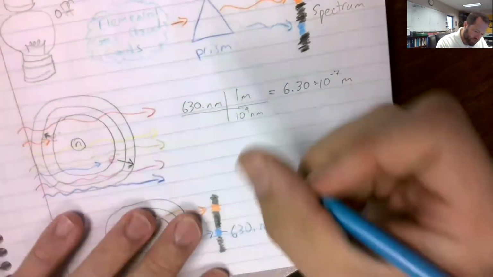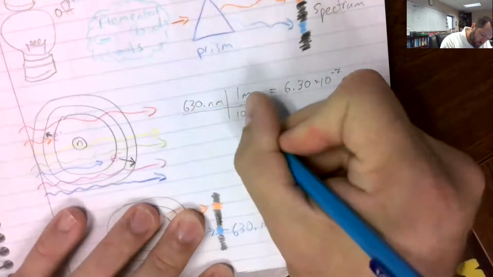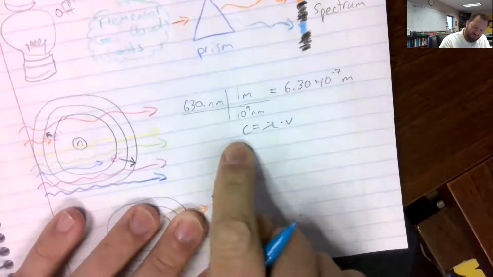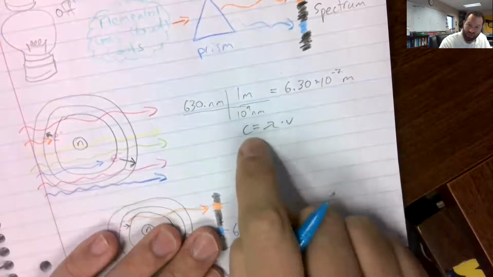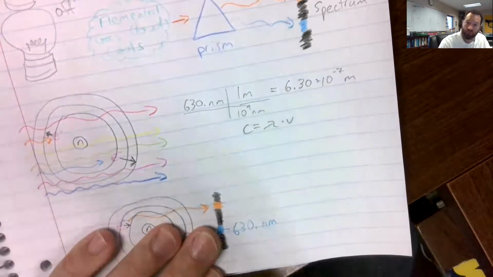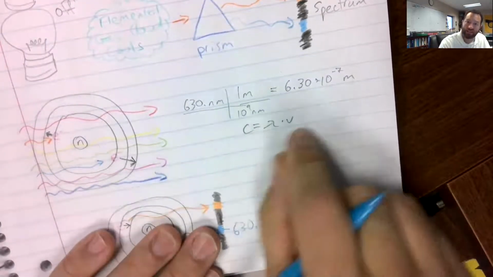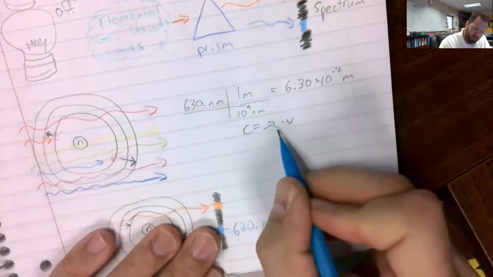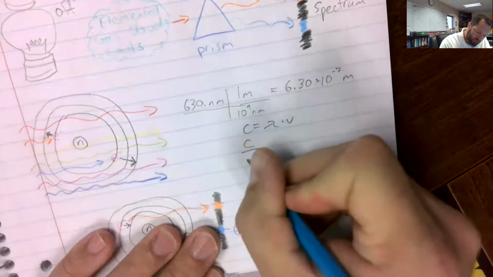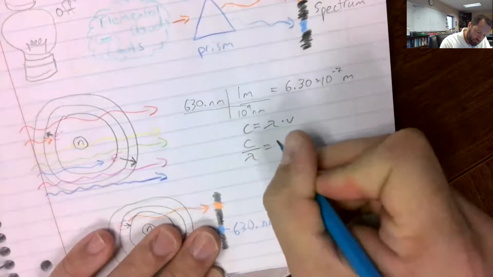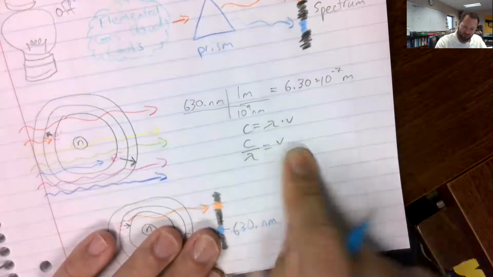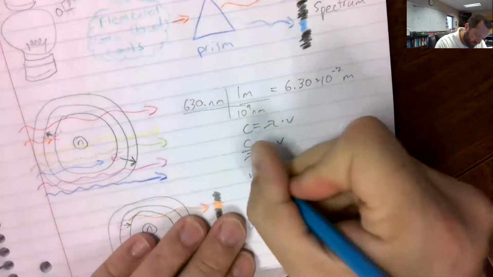All right, first step here. c is equal to lambda nu. Now we have c, that's our speed of light, nothing new with that. What we want to do is isolate our frequency. In order to do that, we need to divide both sides by lambda. So here we go. Now we've got our nu on the side by itself. So let's plug that in.